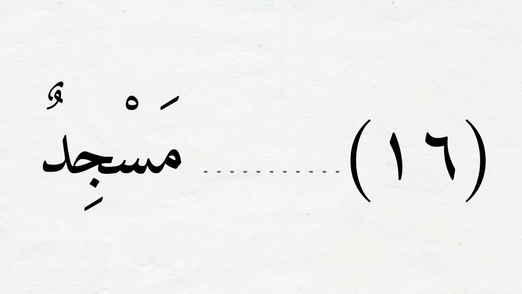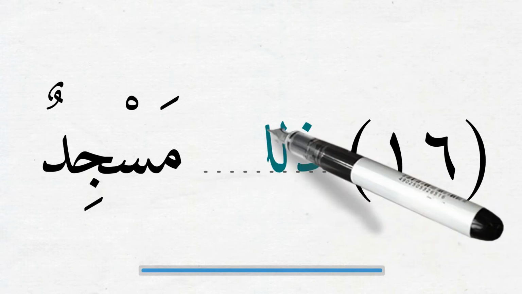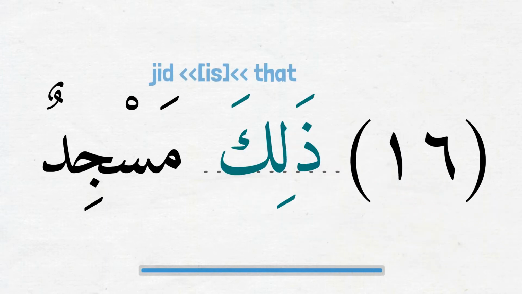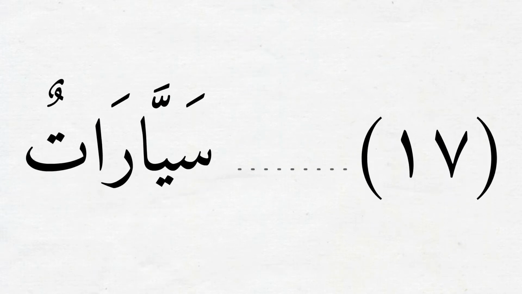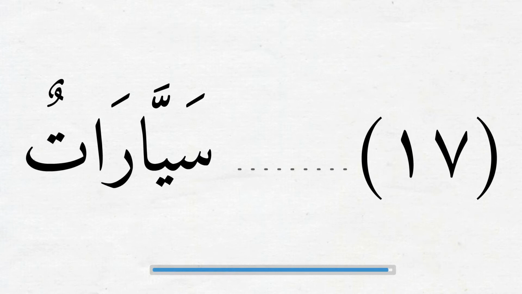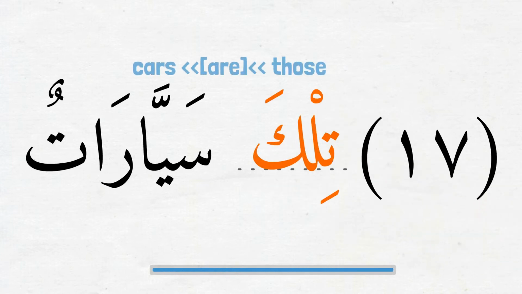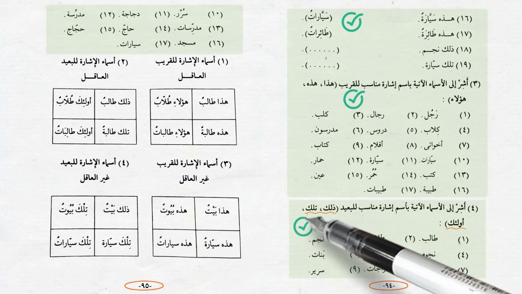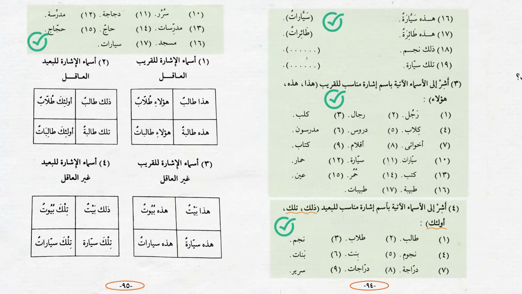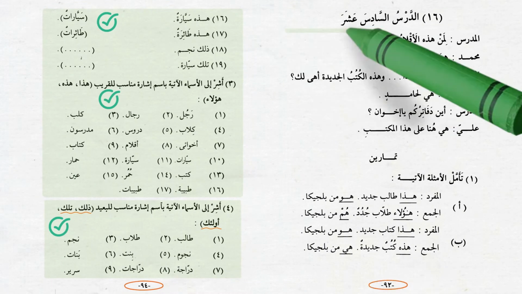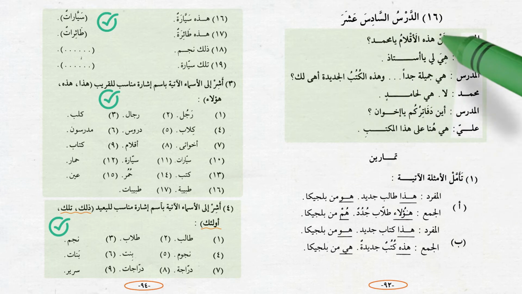Sentence 16. مسجد, a masjid. ذلك مسجد, that is a masjid. And the last sentence, سيارات, cars. تلك سيارات, those are cars. Very good, we finished exercise 4. We are ready to go back to page 92 and read the main dialogue of the lesson.